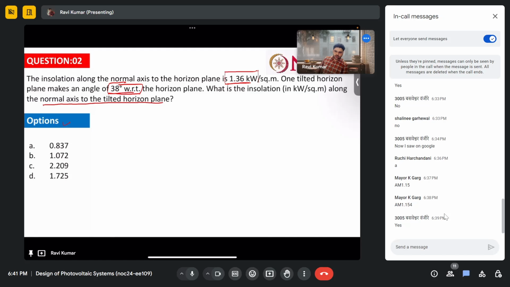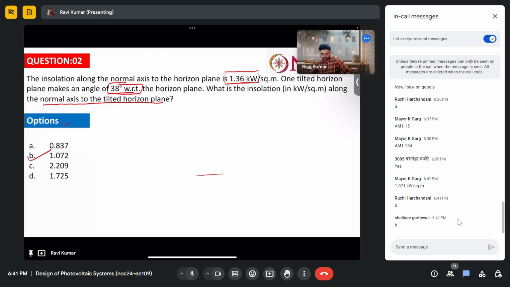Are you guys calculating this? Are you guys getting the question? If no, let me know. $1.072. You said 1.07. Okay. Others? B. Yes, it is B.